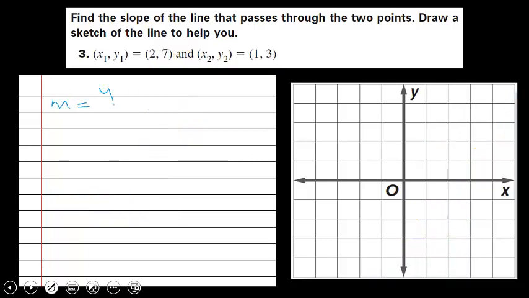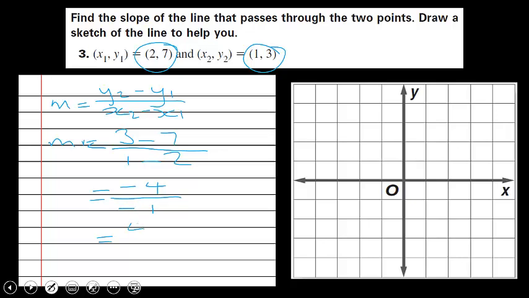M equals y2 minus y1 over x2 minus x1. So m equals 3, 1, and this one is 7, 2. 3 minus 7 is going to be minus 4. 1 minus 2 is minus 1. So m is equal to positive 4 over 1, or positive 4.